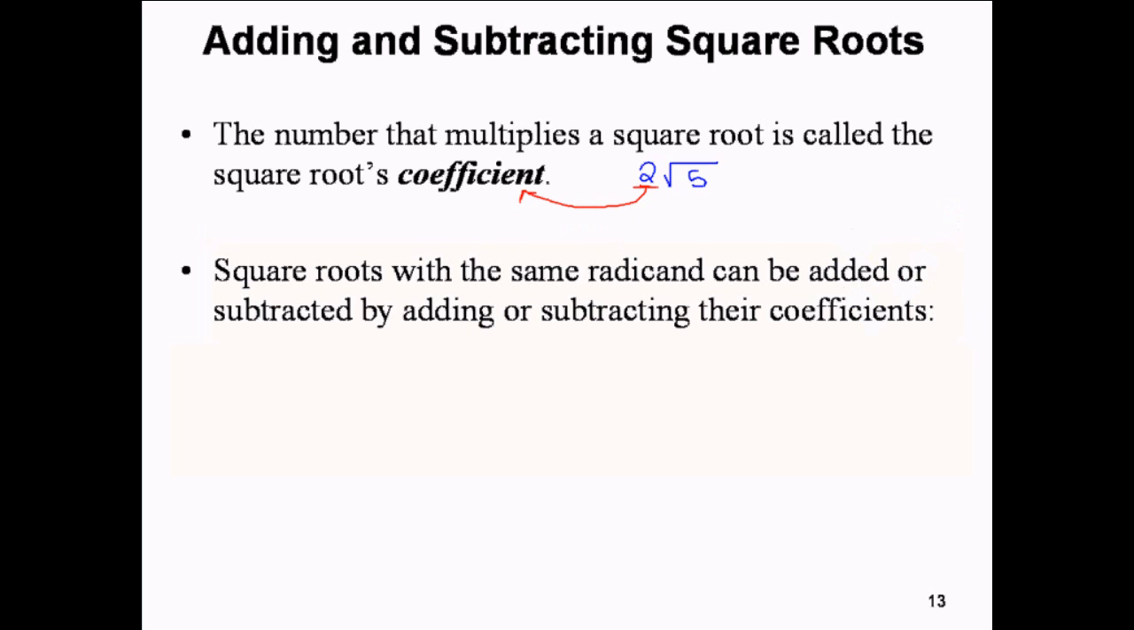Square roots with the same radicand, and if we talk about radicands, that's this number here, can be added or subtracted just the same way you would variables. So you treat them like variables, which means we have to match in order to add them or subtract them.